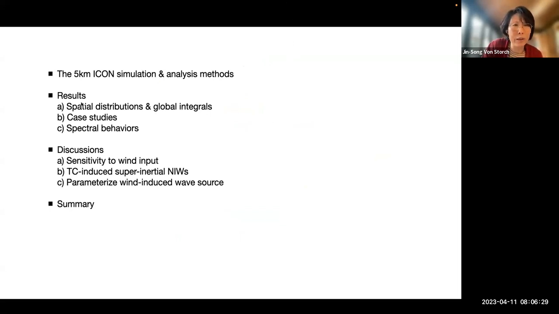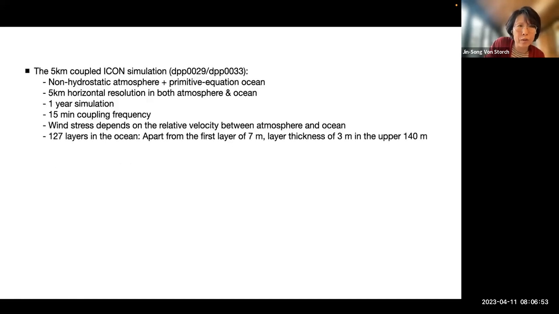I will give you a brief introduction to this simulation and how we analyze the result, and then present the results with respect to the structure, spatial distribution, and some case studies, and also some spectral analysis results. And then finally give some discussions and a summary. The model we're using is the 5 kilometer coupled so-called ICON simulation.